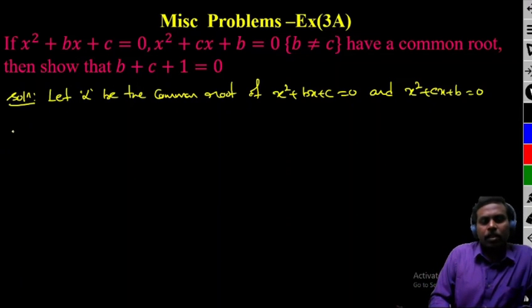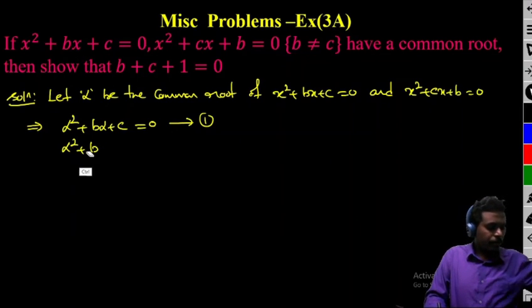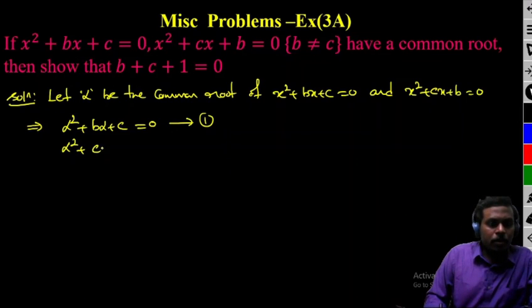Since alpha is a root, it has to satisfy the given equation. We get alpha square plus b alpha plus c is equal to 0. We call it equation 1. And similarly, I do it in the second equation also. So this is c alpha plus b is equal to 0. Call it equation 2.